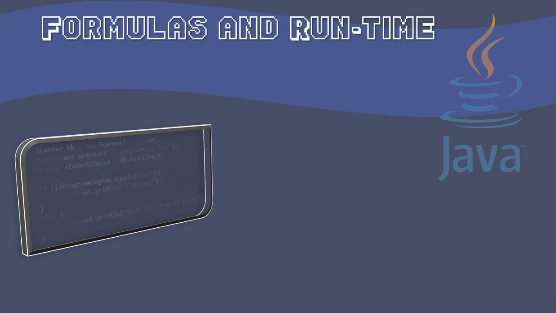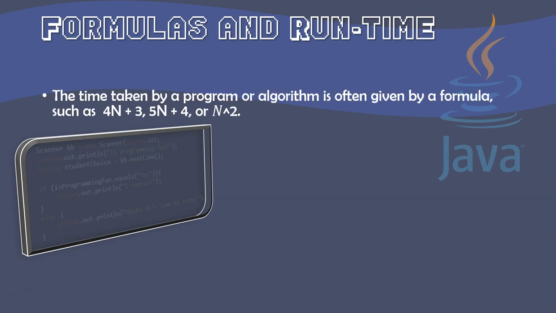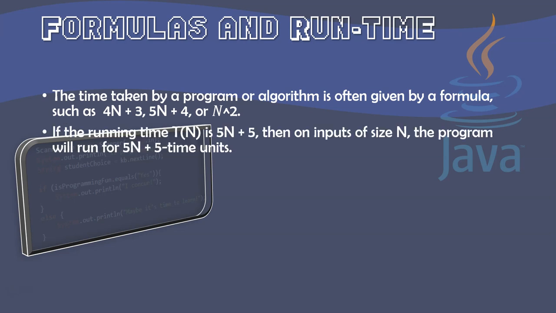Now, obviously, formulas are going to play a factor in this. So let's just say the time taken by a program or algorithm is often given by a formula. That formula could be something like 4n plus 3, 5n plus 4, maybe n squared. It just depends on what algorithm you're using. Now let's just say our running time algorithm is 5n plus 5. Well, if we have inputs of size n, the program will run for 5n plus 5 time units.